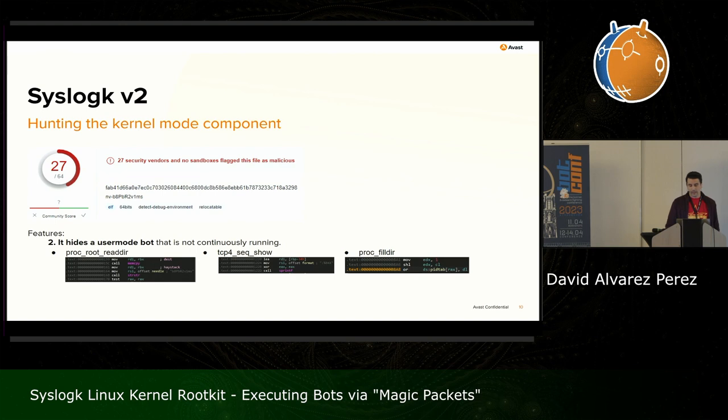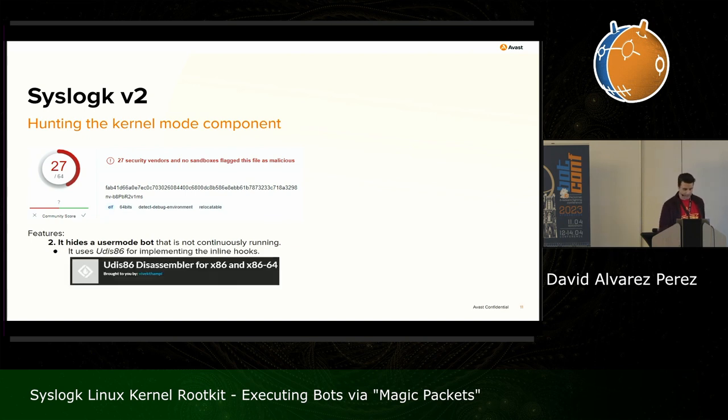It also hides the TCP events from the host. In case the sequential file for TCP4 events matches the port of the bot, those lines are filtered. And finally, it also implements a hook in the proc filldir function, such that if in the proc directory of Linux appears a file with the processes in the list of PIDs or some malicious processes, those are also hidden.